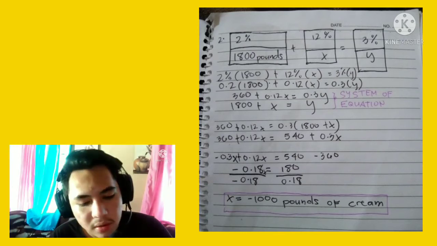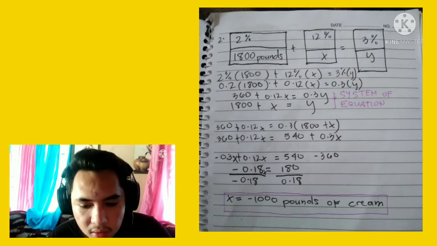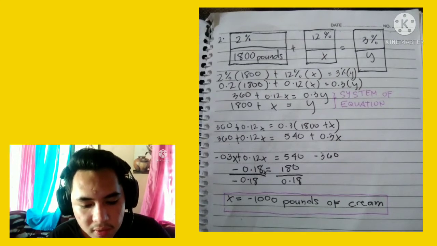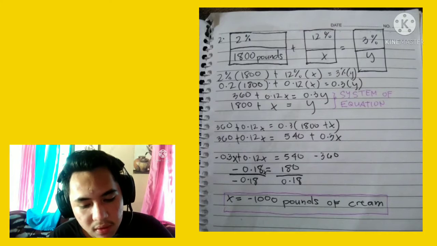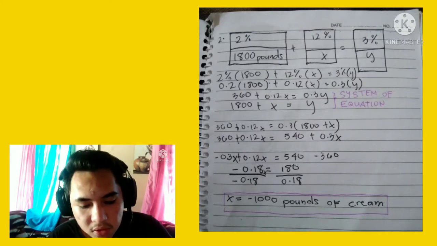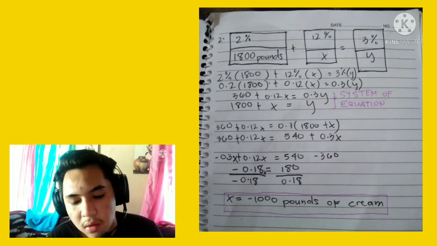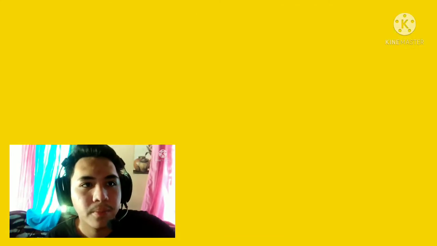Let's combine like terms. So we will have now negative 0.03x plus 0.12x equals 54 minus 36. So we will have 0.09x equals 18. So divide both sides by 0.09, and now we will get x equals 200 pounds of cream. That is our final answer.